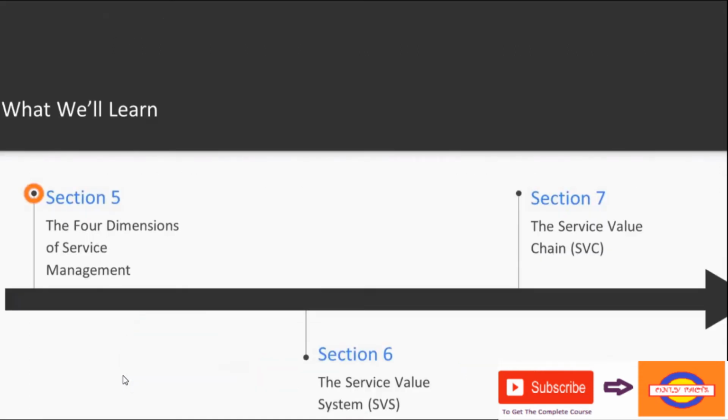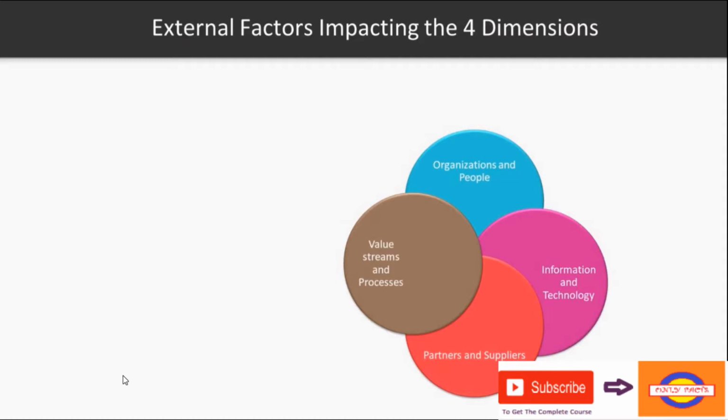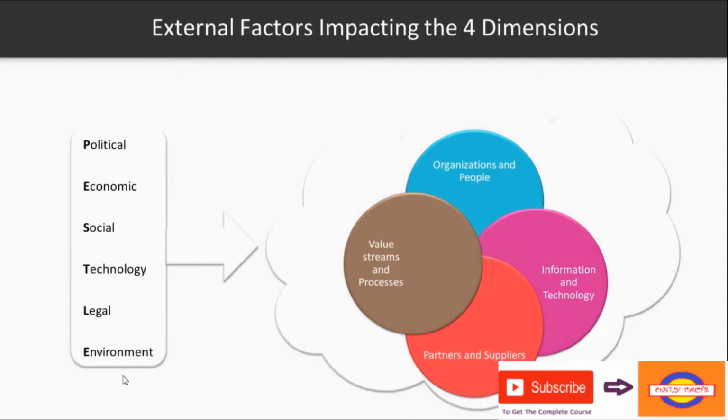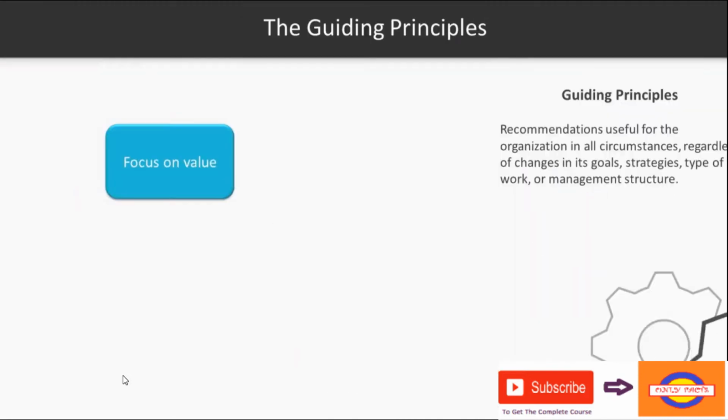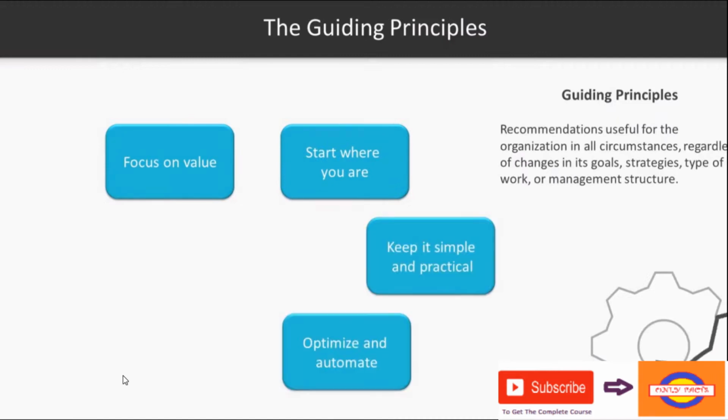In section 5 we will discuss another important concept, which is the 4 dimensions of service management. I will give you an example so that you can understand how to apply this concept. In section number 6, we will discuss the idea of having a service value system and the components of the service value system.